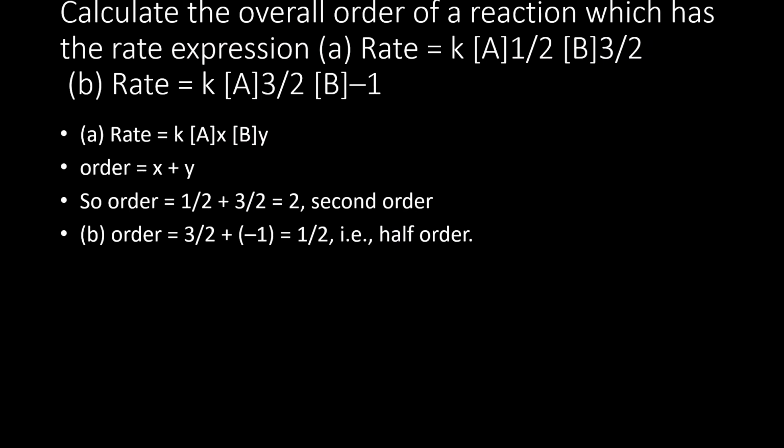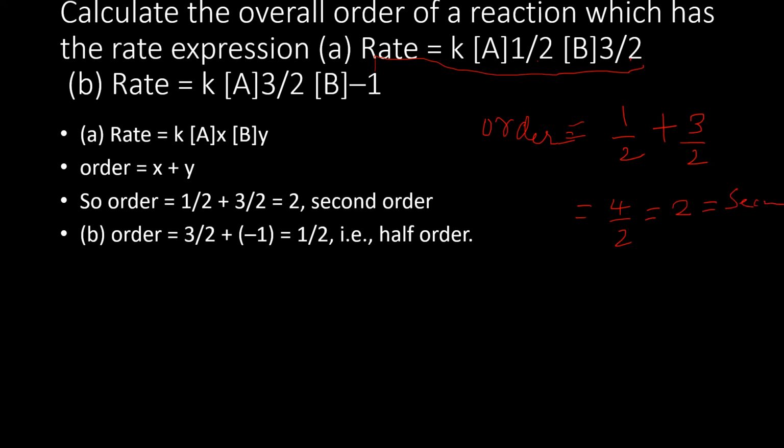So we will do a question for calculating the order of a reaction. If a rate law or rate expression is given, first one, rate is equal to K into A raised to 1 by 2, B raised to 3 by 2. We need to calculate the order. We know that order is equal to the sum of the powers of concentration terms in the rate law. Here the power of A is 1 by 2 and the power of B is 3 by 2. So we'll get 4 by 2, and it's 2. So it is a second order reaction.